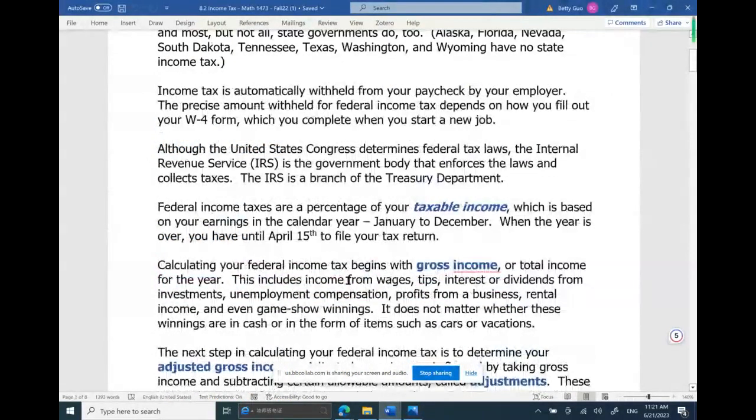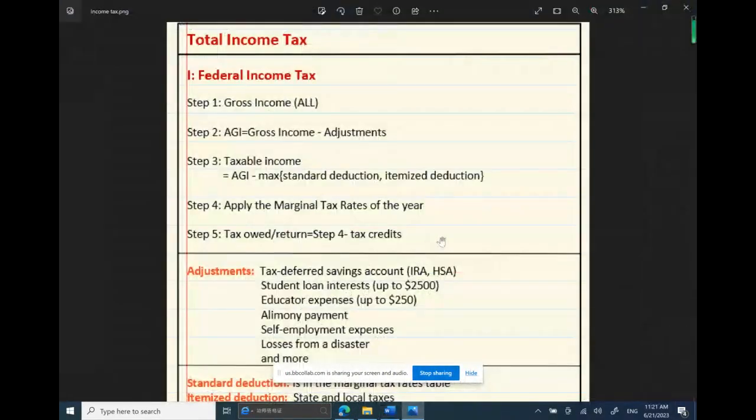IRS. My bad, sorry. It's very similar to IRA, individual retirement account. IRS services. As I said, through an example later, we are going to talk about how we apply the marginal tax rates on the taxable income.